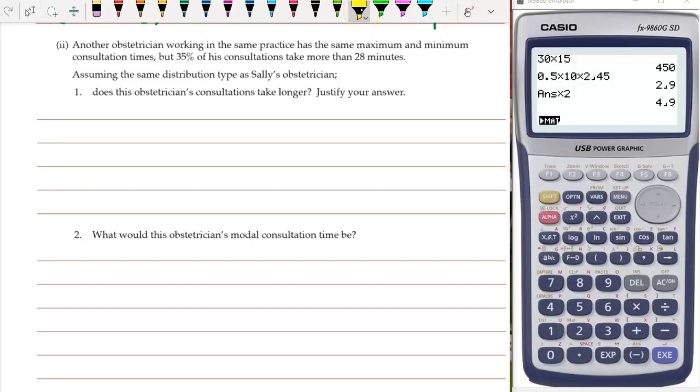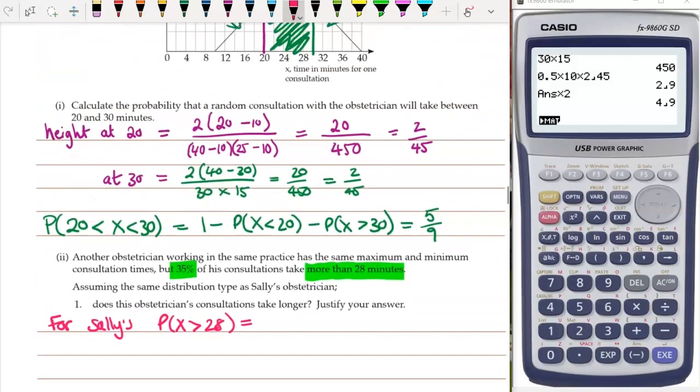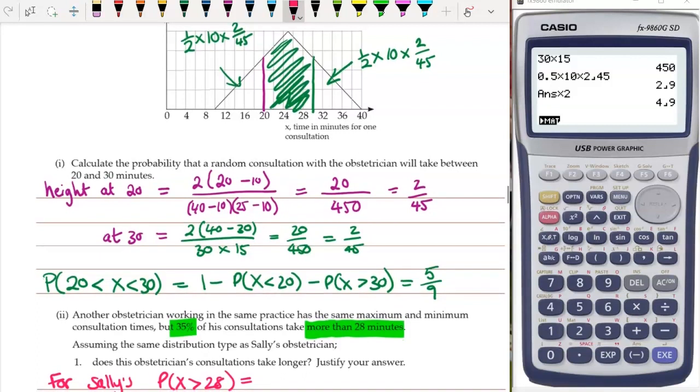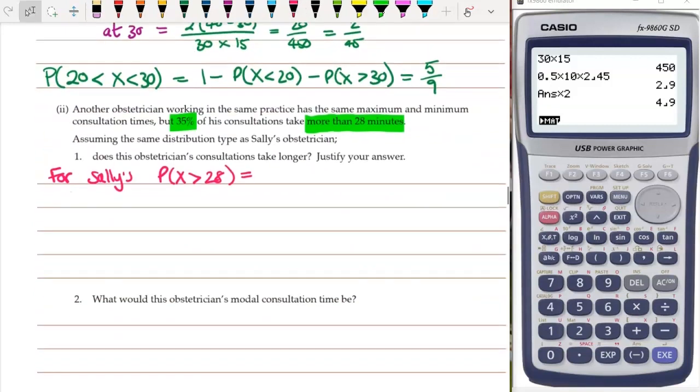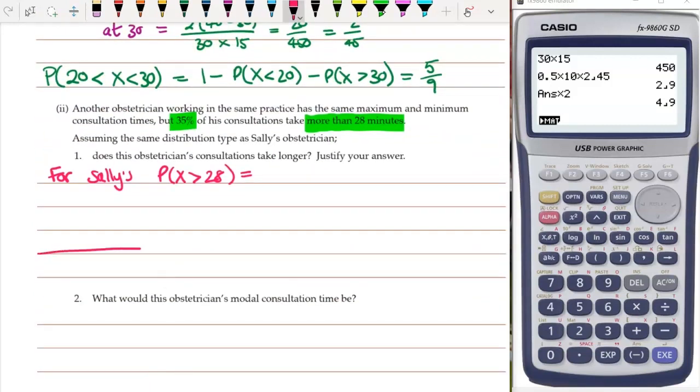For part 2, we have a comparison. And this one has the probability of it being more than 28 minutes will be 35%. So we need to compare with Sally's obstetrician. So for Sally's, the probability that it'll be more than 28. Let's go back up to our diagram here. So we're going from 10 up to 40. I'll just redraw it actually, so it's easier to see what we're doing.